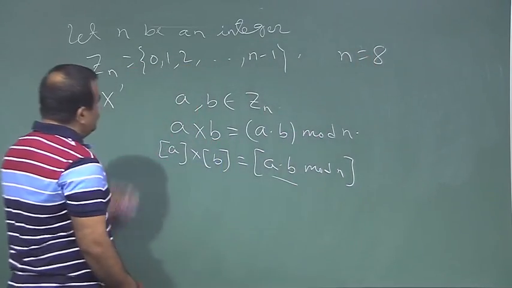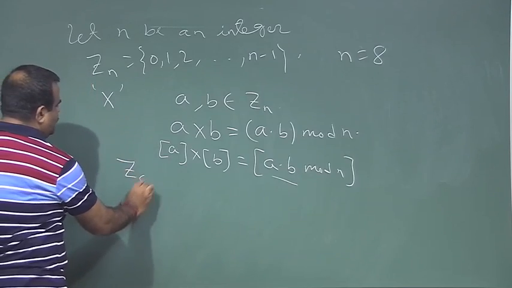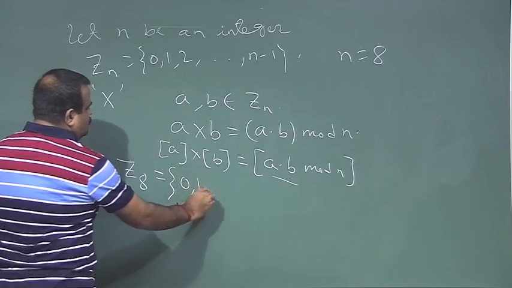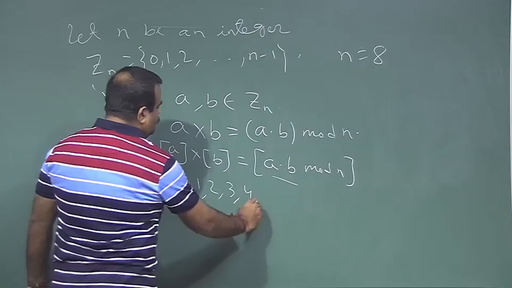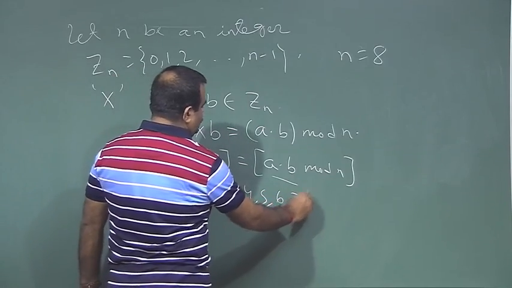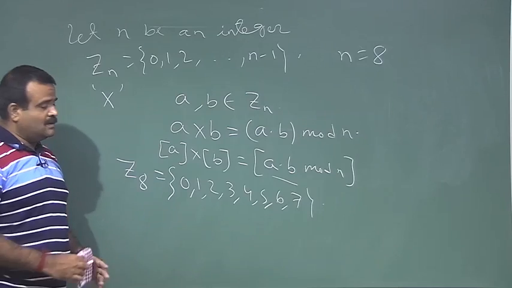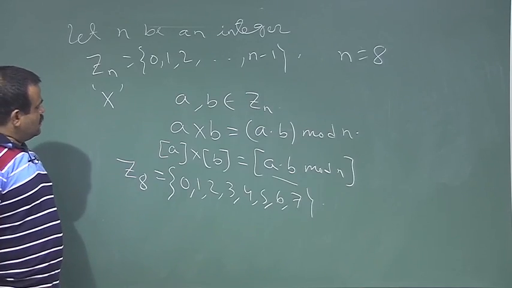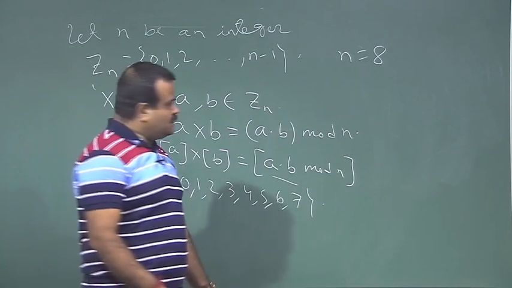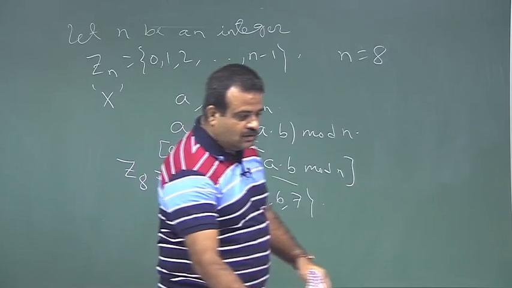If n is equal to 8, then what is Zn? Zn is basically 0, 1, 2, 3, 4, 5, 6, 7. So, there are 8 elements, from 0 to 7. Okay, now, let us define this operation. So, can you please come to the slide?